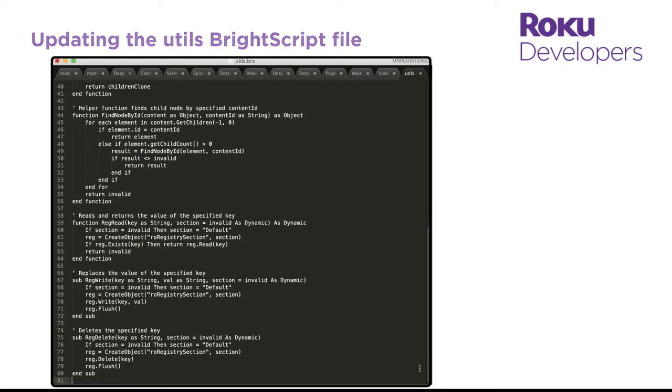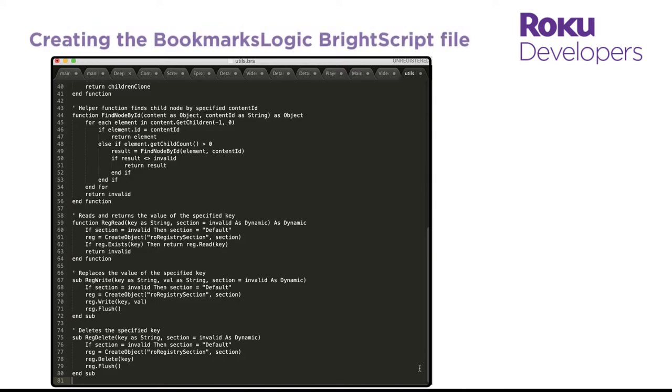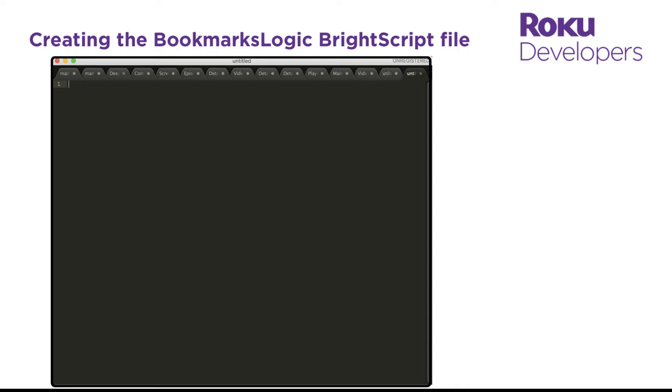And now let's move on to creating the bookmarks logic BrightScript file, which contains our bookmarking functionality for movies, short form videos, and TV episodes. So open a new file in your text editor or IDE and create the master channel bookmarks method, which functions as an object that contains the bookmarking methods that we previously called from the detail screen and player task files.